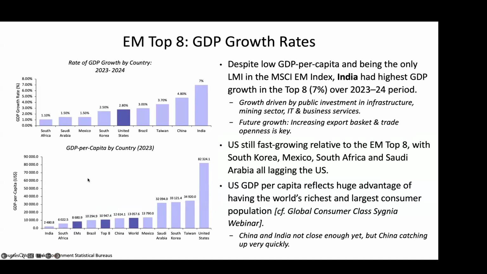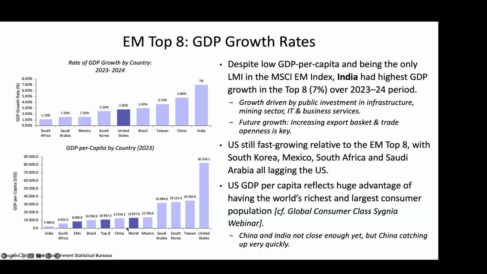If you're looking at the EM8 and you're trying to understand current dynamics and growth rates, well, despite India having this low GDP, its GDP growth rates are what's driving the EM universe, at least over the recent period. So India's been growing very fast at about 7%. And in fact, you've seen its dominance grow in composition of the index, right? So you begin to see Indian companies growing their share of the index and their weight in the index. A lot of what India's growth story is about is investment in infrastructure, mining, and IT and business services, and as we'll see later, pharmaceuticals as well.